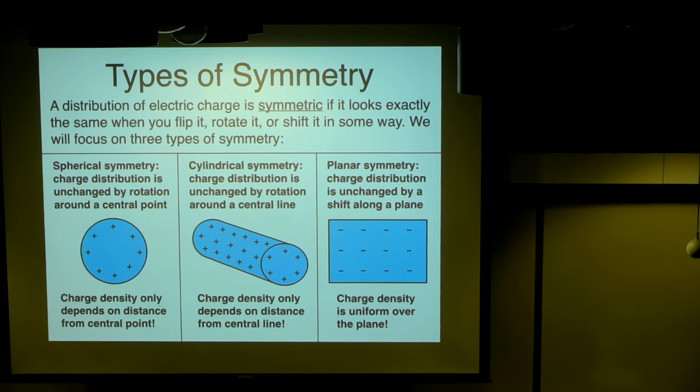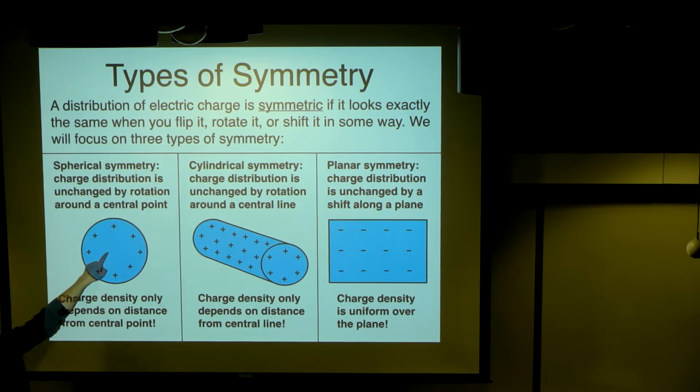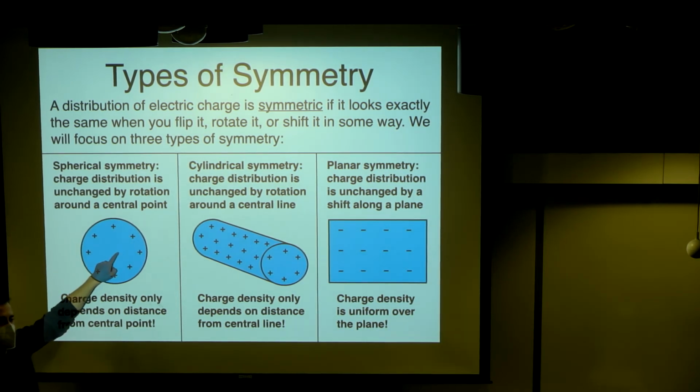So let me be a little bit more explicit about what has to be happening here to have spherical symmetry. It basically means charge density, remember what that means? It's like charge per unit volume, only depends on your distance from a central point, okay? If charge density depends on anything else, like an angle, let's say, then it doesn't have this type of symmetry. So if it only depends on your radius, in other words, it has spherical symmetry, okay?